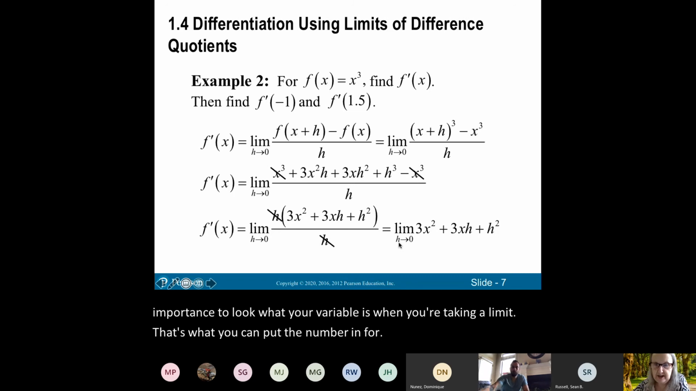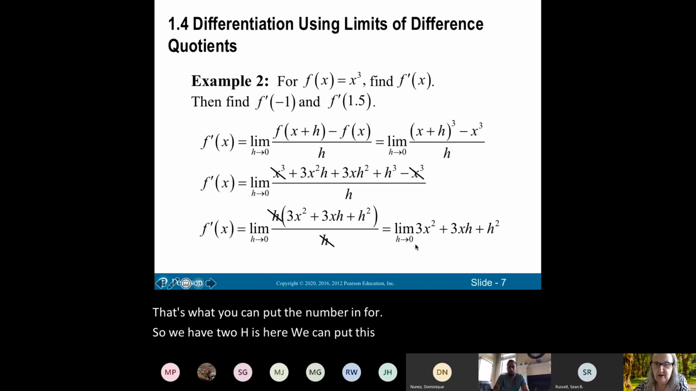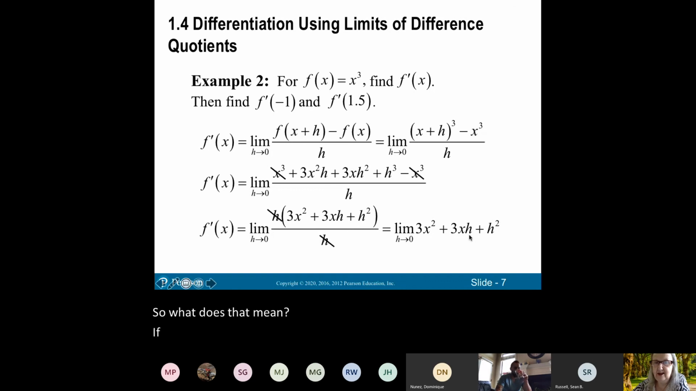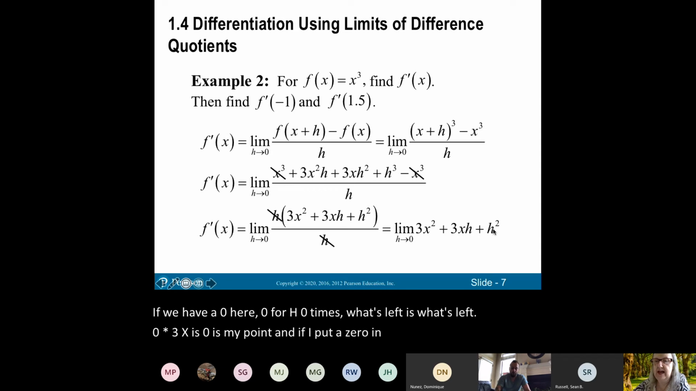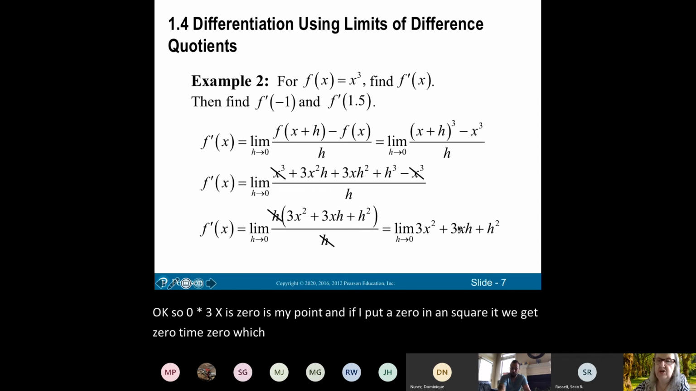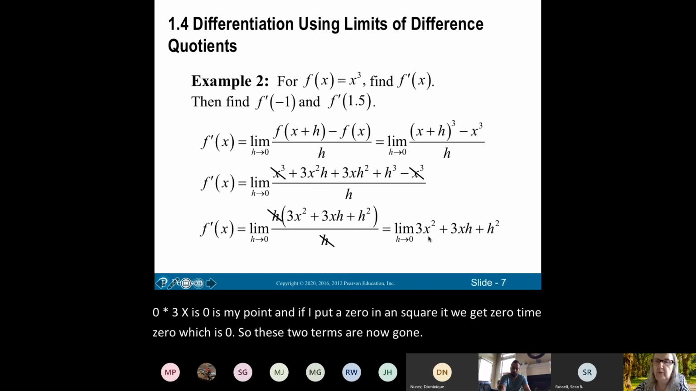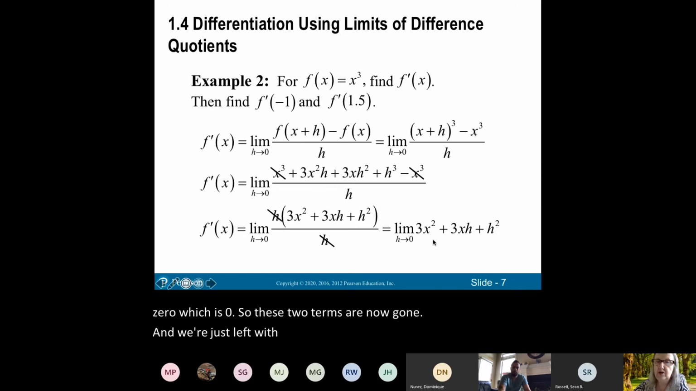So we have two h's here we can put this in for. This 0 can go in for this h and for this h. So what does that mean? If we have a 0 for h, 0 times what's left is what's left. So 0 times 3x is 0, and if I put a 0 in and square it, we get 0 times 0, which is 0. So these two terms are now gone, and we're just left with 3x squared. So our limit is 3x squared.